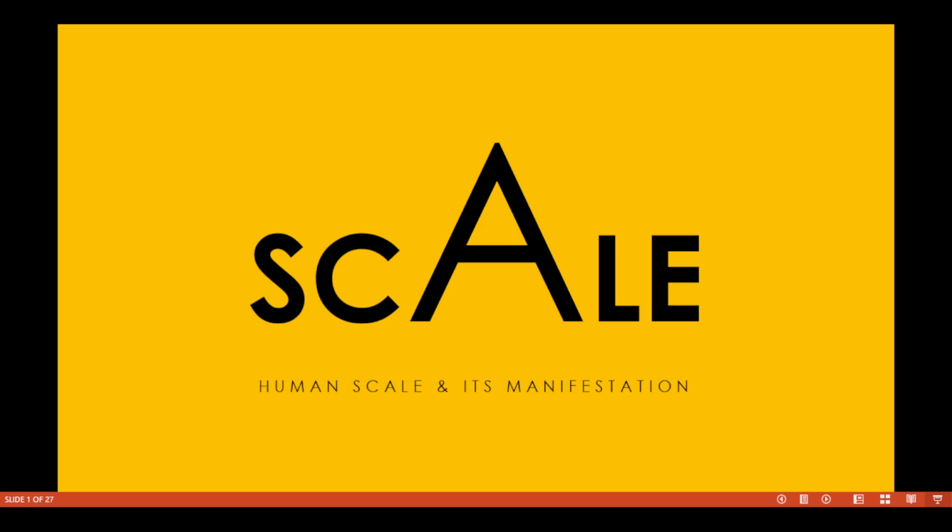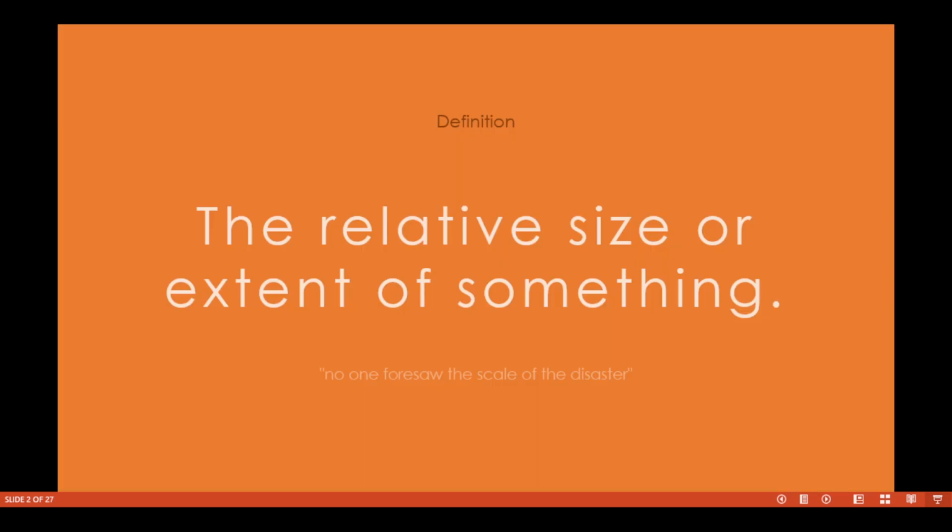Today, we will be learning about the design principle scale. What exactly do we understand about scale according to the human scale and its manifestation? Scale is the relative size or extent of something. An example is, no one foresaw the scale of the disaster. It's like the amount of something.